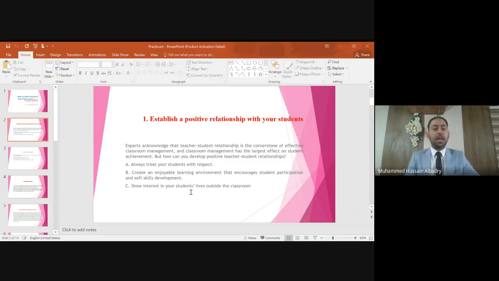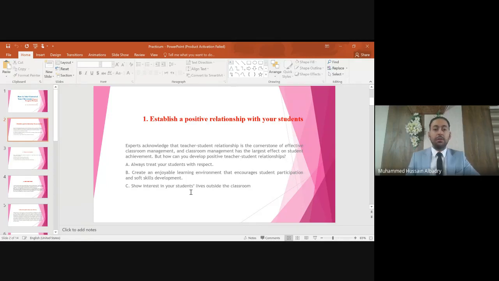Number two, create an enjoyable learning environment. You have to create this enjoyable learning environment that encourages student participation and soft skills development. It is very important, and we will talk about this later on in the next lecture. We will talk about how to create an enjoyable learning environment.